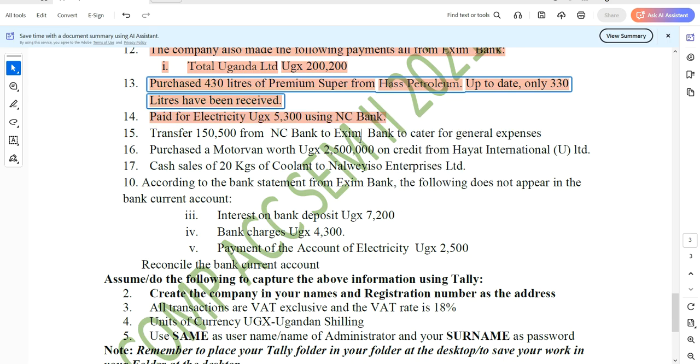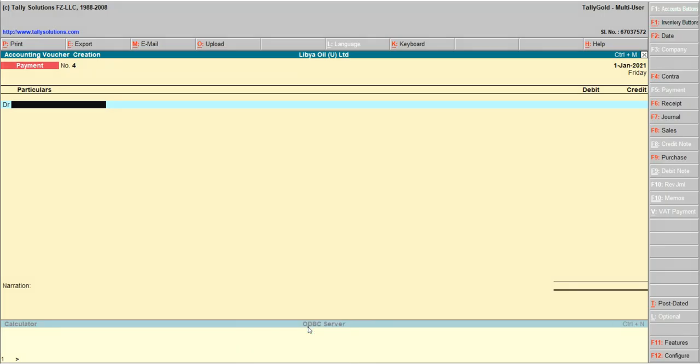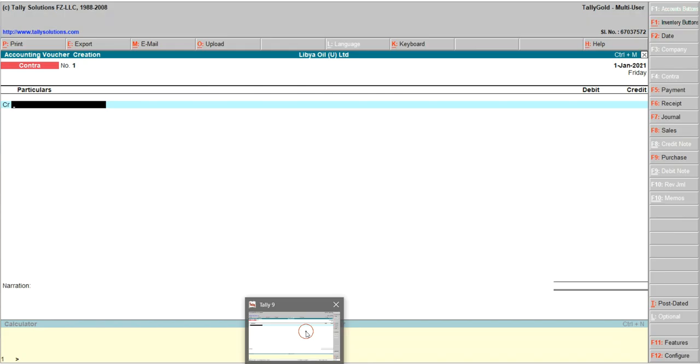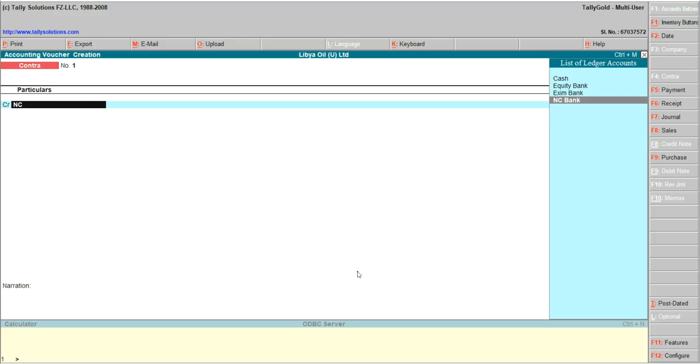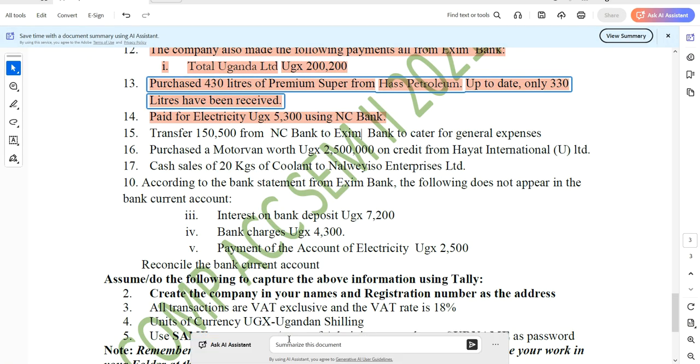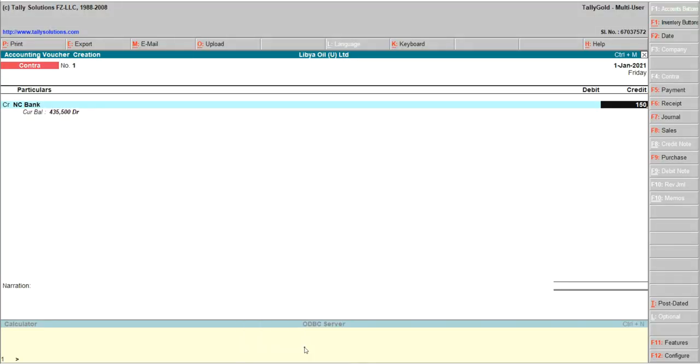Next is transfer 150,500 from NC Bank to Exim Bank to cater for general expenses. This is a contra. We use a contra voucher from one bank account to another. Money is coming from NC Bank. You have a balance of 435,500, but you're transferring 150,500.